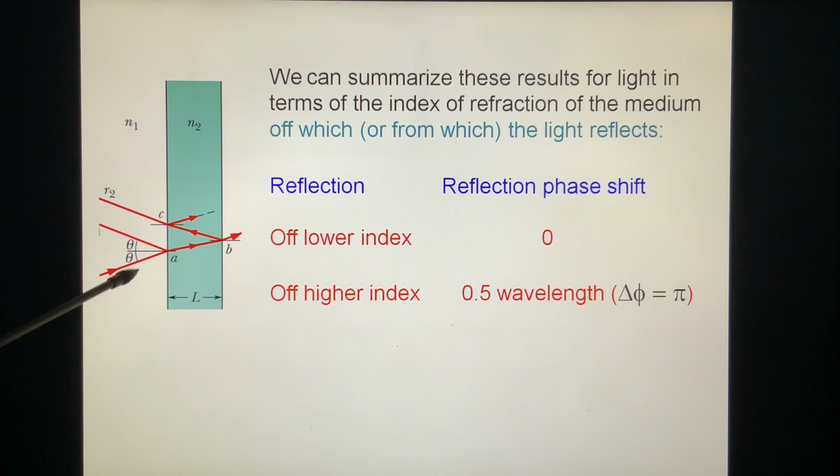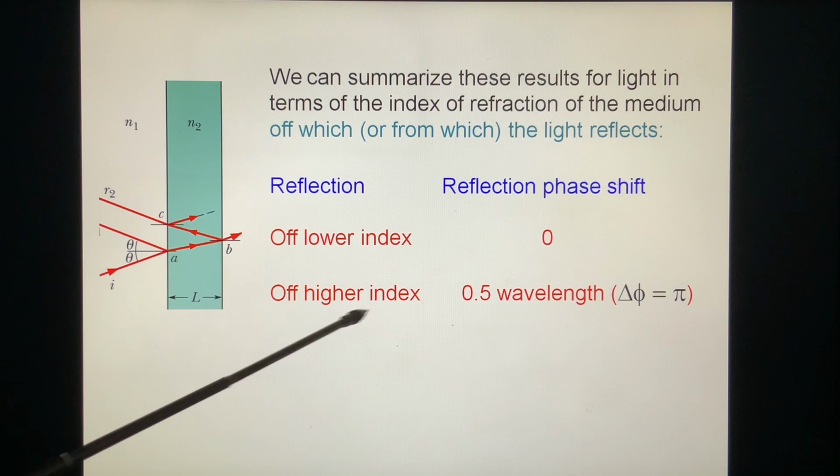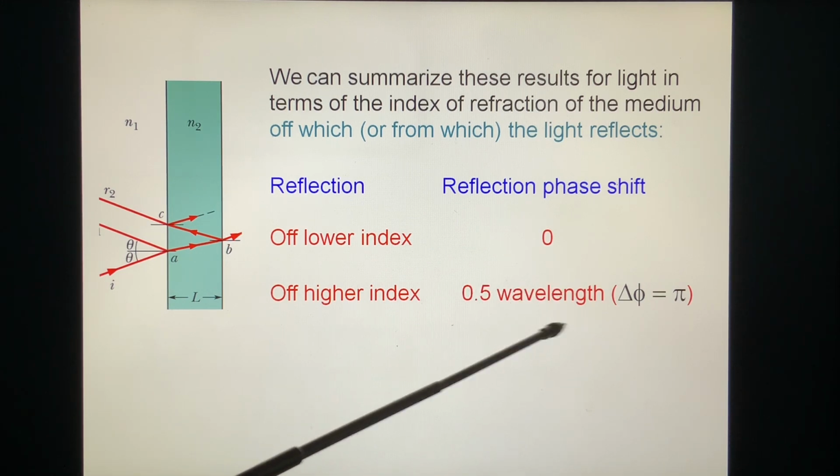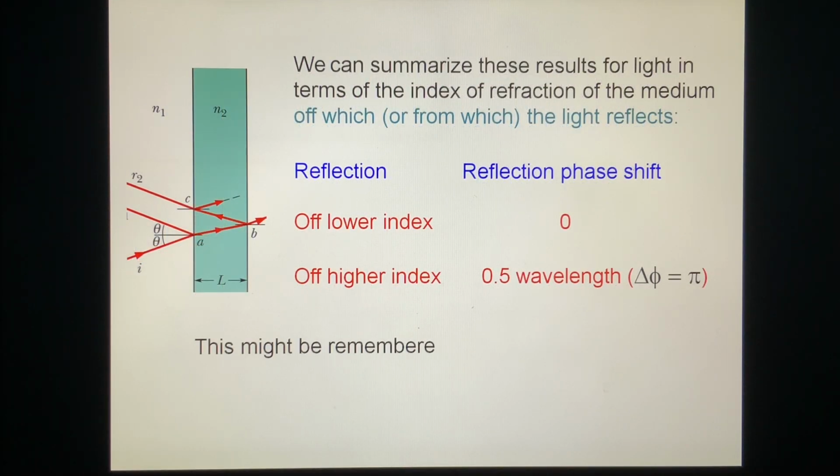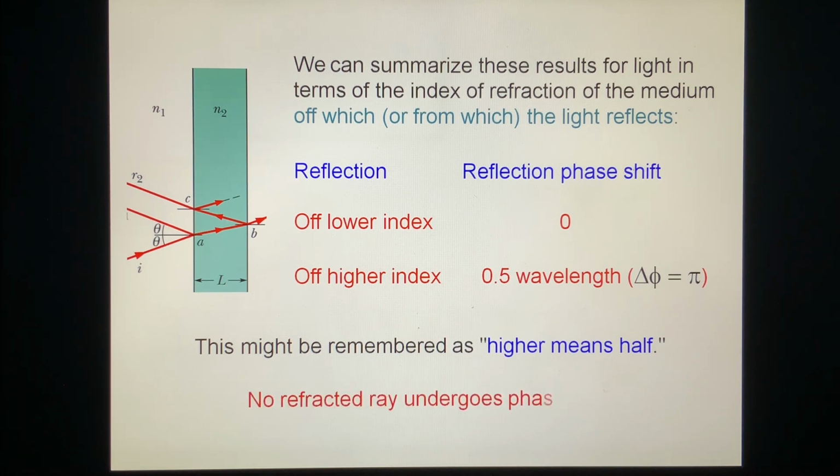Look at this line. This line goes from a medium of low index of refraction to a higher index of refraction. So it is reflection from the higher index, and you have a 0.5 wavelength, half wavelength, phase shift. This might be remembered as "higher means half." You go to higher, you have a half wavelength change. You go to lower, fine, no phase change at all. Okay? No phase shift for the reflected ray.